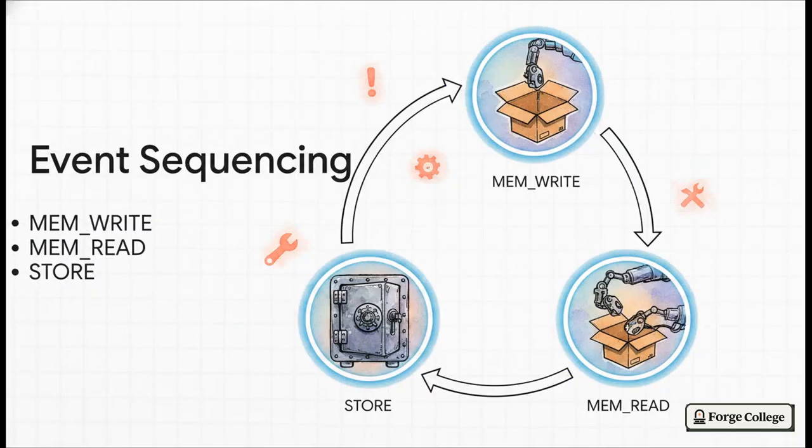It is also absolutely vital to look at the sequencing of these events. For a successful commit, the trace ordering has to be perfectly exact. We must first see a memory write, actually putting the data into the staging ground. Then, during the commit phase, we must see a memory read, followed immediately by the store event that places it securely in the vault. If this sequence gets broken, well, the whole operation is compromised.